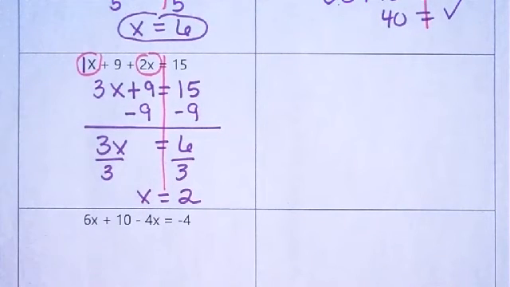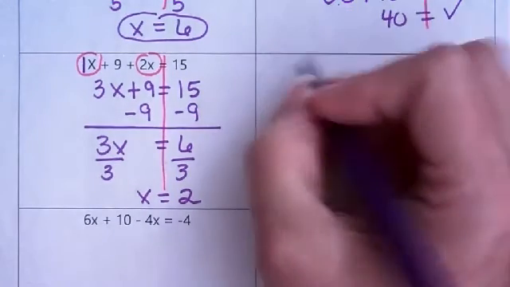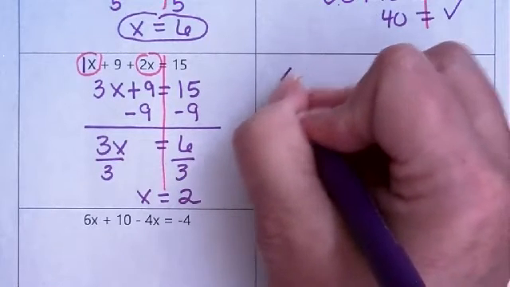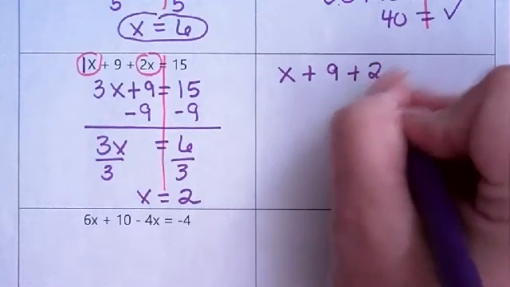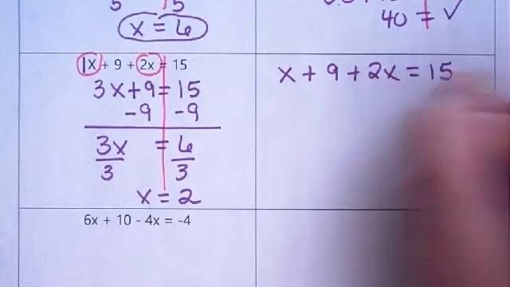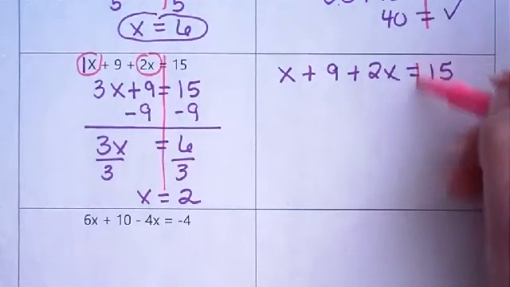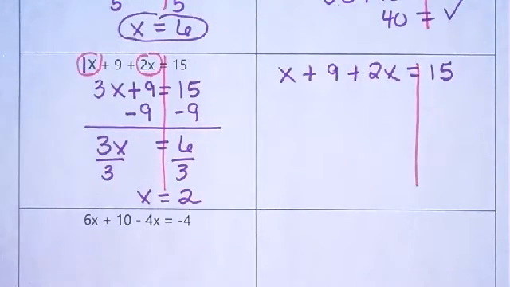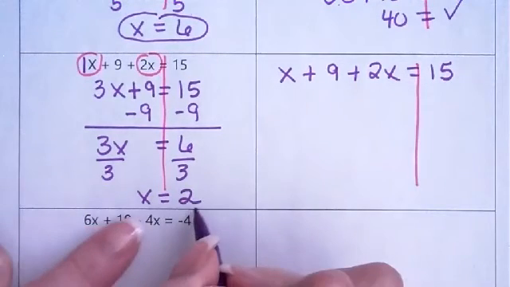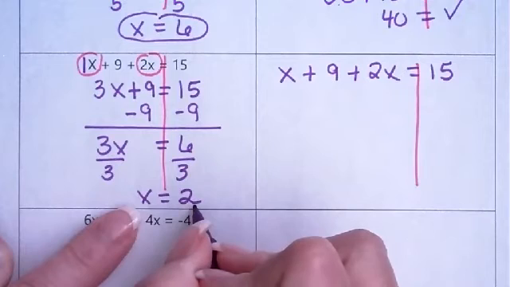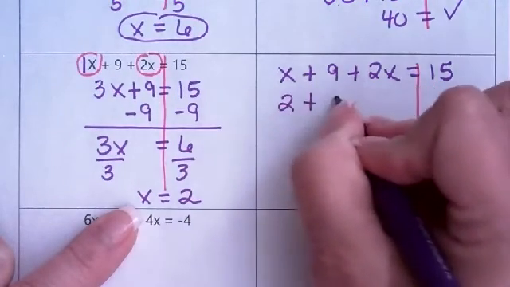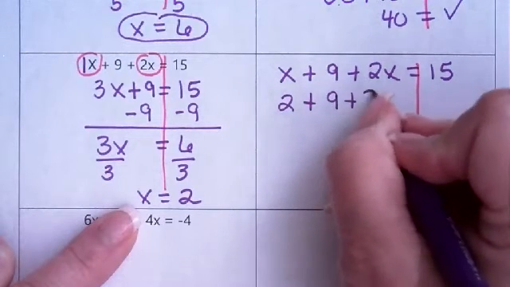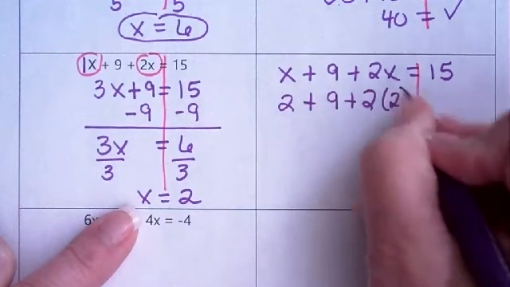Now, let's check our answer. So I'm going to come over here and write down my equation. So I've got x plus 9 plus 2x equal to 15. If I put my river in right here, now, next thing I'm going to do is substitute the 2 in for x. So I've got 2 plus 9 plus 2 times 2 equals.